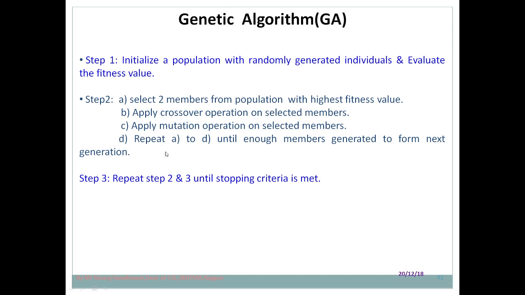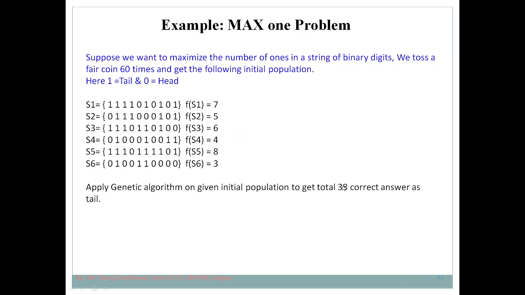In this case, you have to keep repeating steps 2 and 3 until the stopping criteria is met. Let me explain what a stopping criteria is. The first stopping criteria is the number of iterations and the second is the desirable result. In our example, what is the desirable result? 38. I need to get a maximum of 38 in this problem, and then I can stop. So this is how a genetic algorithm can be used to find the optimal solution for a given problem. I hope you understand the concept of genetic algorithm and how to solve a numerical based on genetic algorithm. Thank you.